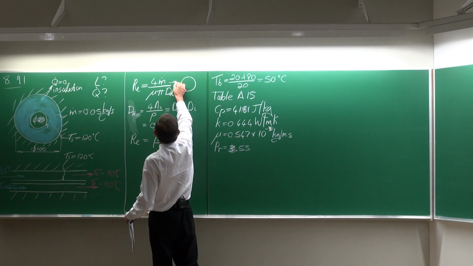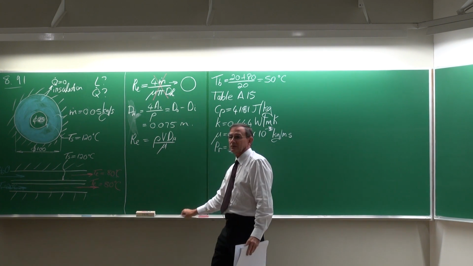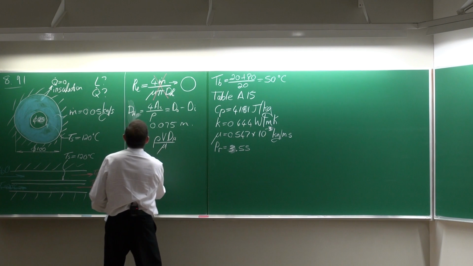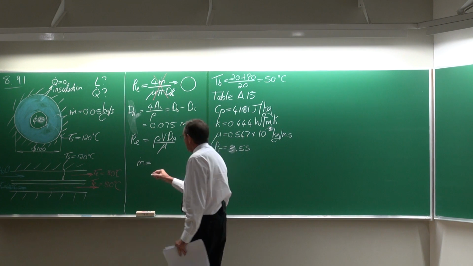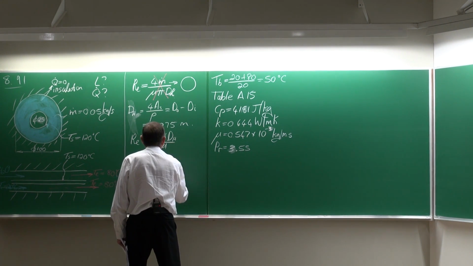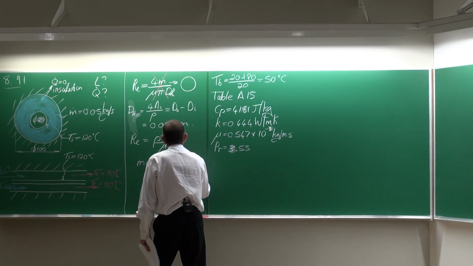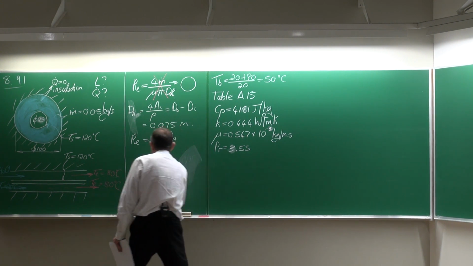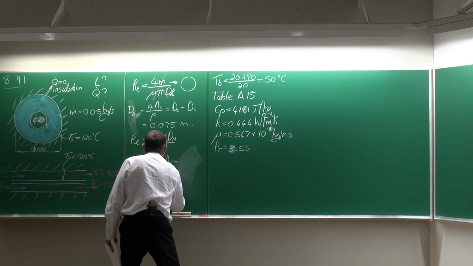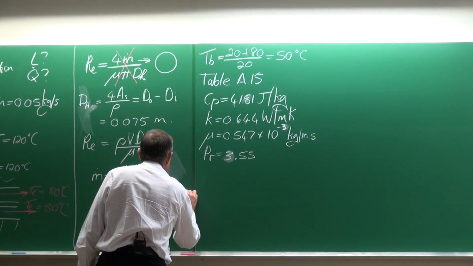So that's valid for a circular tube, and using that equation is incorrect. You can do the derivation quickly. You can say the mass flow rate is equal to rho v multiplied by the cross-sectional area through which the flow occurs, A_s. That is equal to rho v, and the cross-sectional area is pi divided by 4 times the outside diameter squared minus the inside diameter squared.